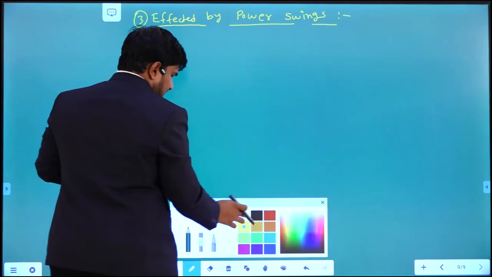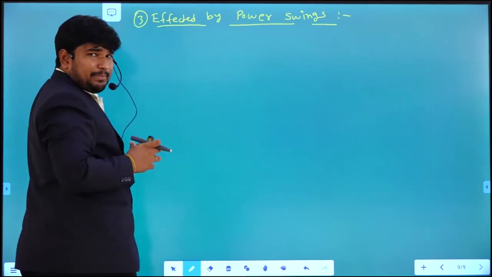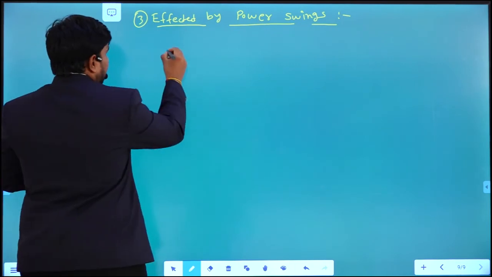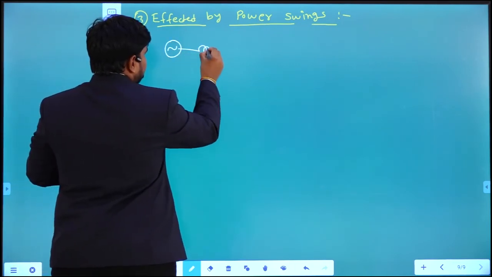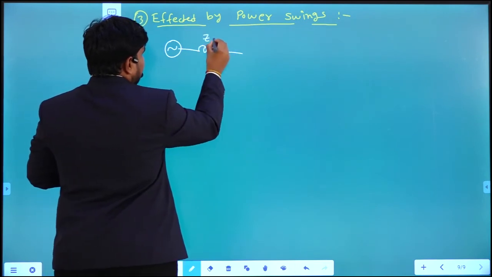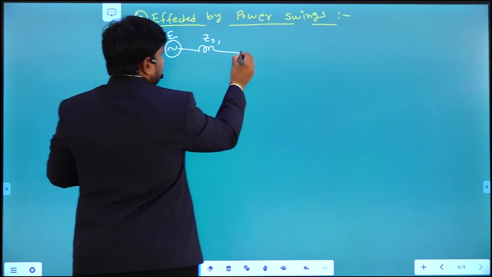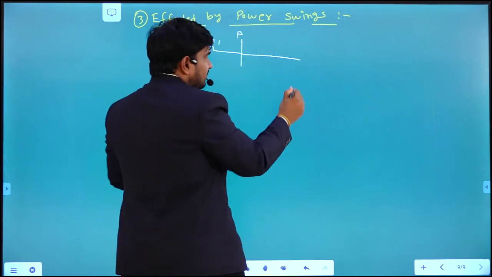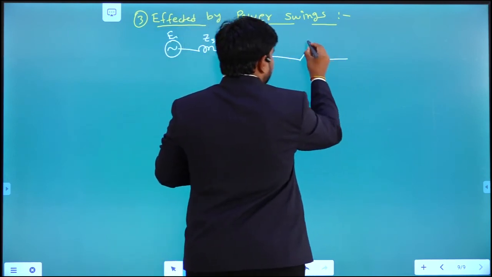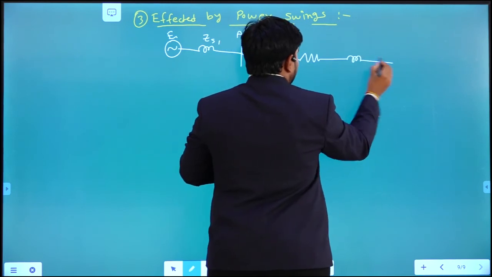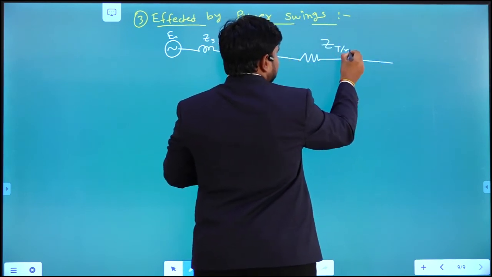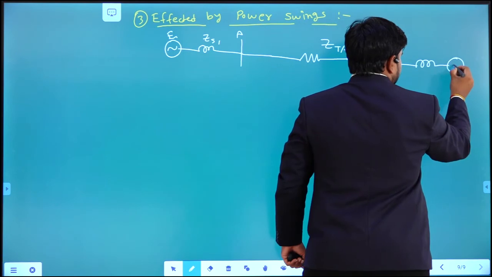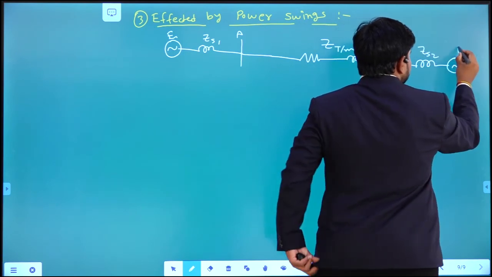What is power swing? Let us discuss here. Now, for example, let us take a multi-source power system network. We have a generating station 1, that means ZS1 and E1, and we have a generator bus A, and this is a transmission line which has resistance and impedance combined, which I can call Z transmission. And at the second end we have another generation, ZS2 as well as E2.